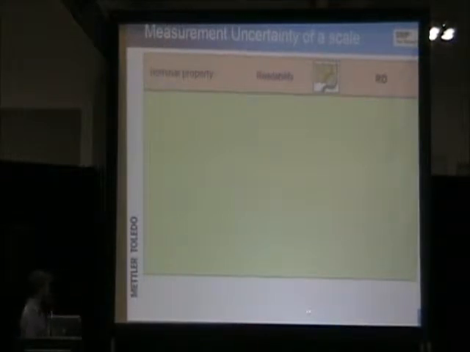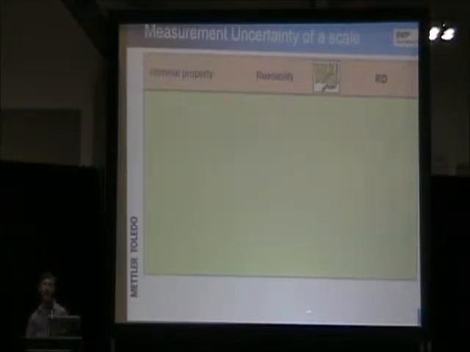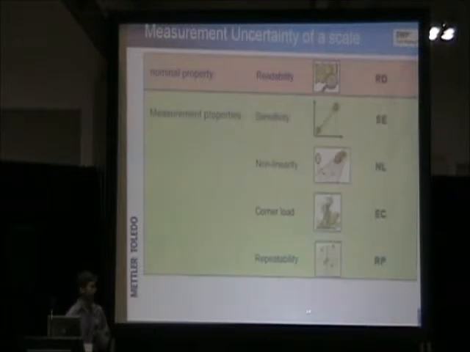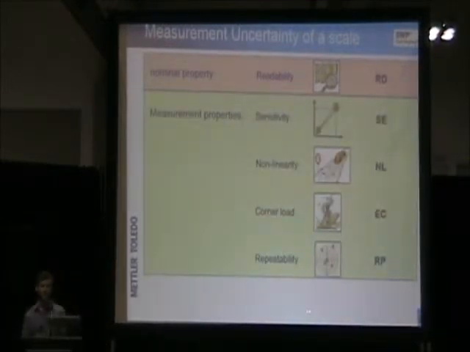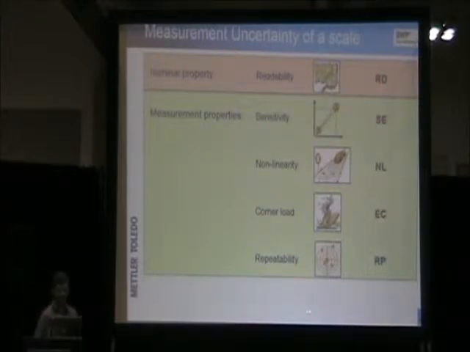So, there's a nominal property called readability. That's the difference in value that the scale is able to register in weight. So, for example, if you get a 4-place analytical balance, your readability is going to be 0.1 milligrams. That means that particular analytical balance has the ability to determine the difference of plus or minus 0.1 milligrams of weight. But there's 4 other parameters that encompass the majority of the uncertainty of measurement. You have sensitivity, nonlinearity, corner load, or another word would be eccentricity, and repeatability. So what exactly do these look like?